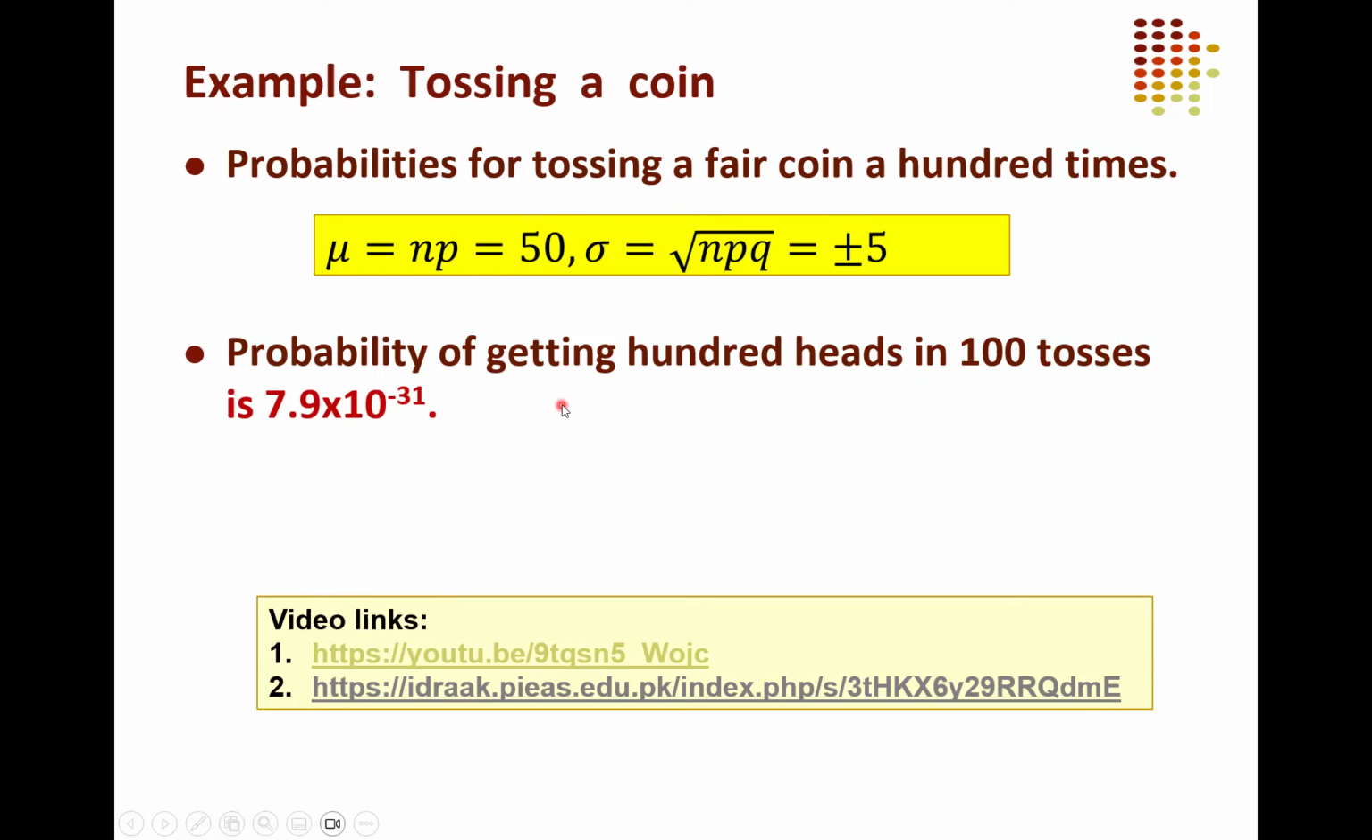So if we proceed like that, if we toss it 100 times, then there is a kind of weird result: in 100 tosses, the probability of getting 100 heads is around 10 raised to the power minus 30. So this is a very, very small number. So we have to establish which of the events are more likely, and we have to identify the events which are less likely.